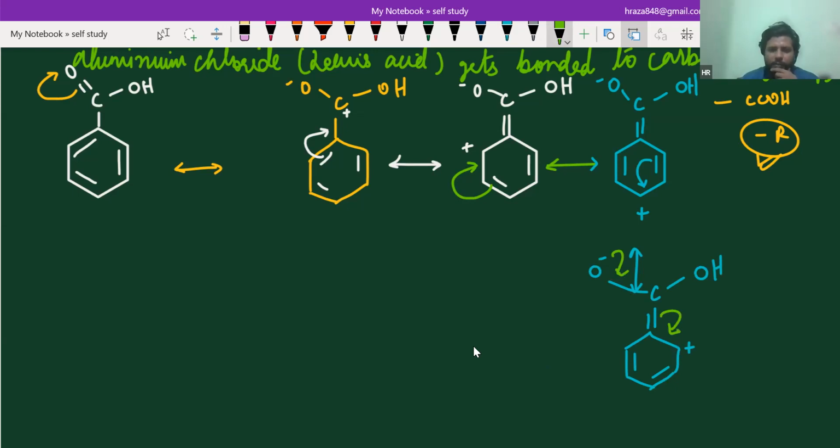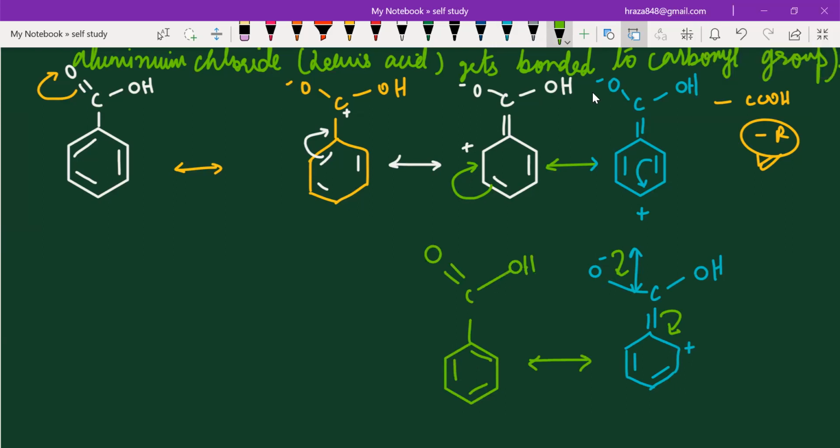Delocalization of pi bond or pi electron simultaneously. So this is this, and this was this, and this will move to this. And again, you can see there is delocalization of pi bond. This is the resonating structure of this benzoic acid. Is that clear?